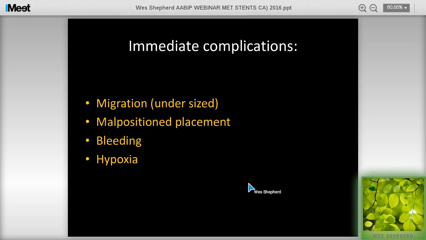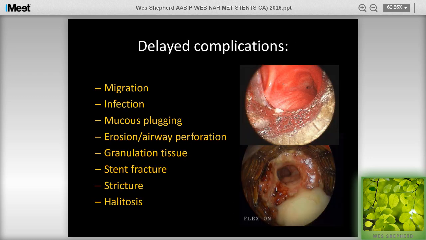Just a few more comments. Obviously, immediate complications from metallic airway stent placement are fairly uncommon. If you grossly undersize the stent, it can migrate immediately, or malposition placement, which usually can be corrected at the time. Bleeding, hypoxia, usually related to the procedure itself.